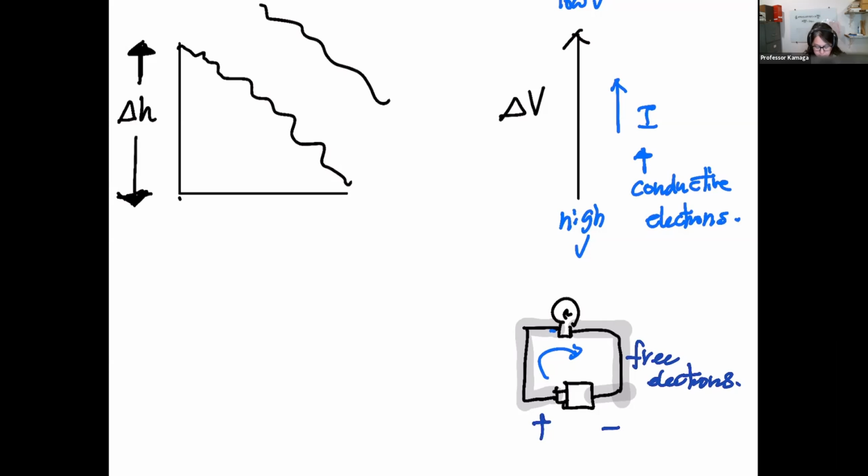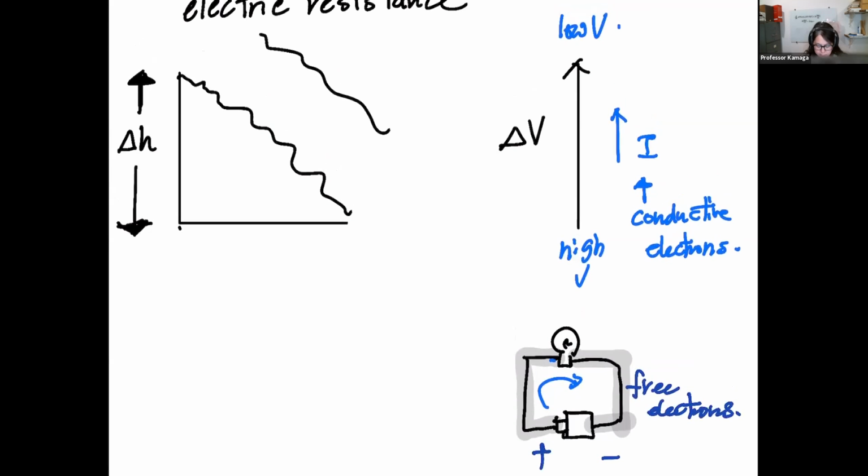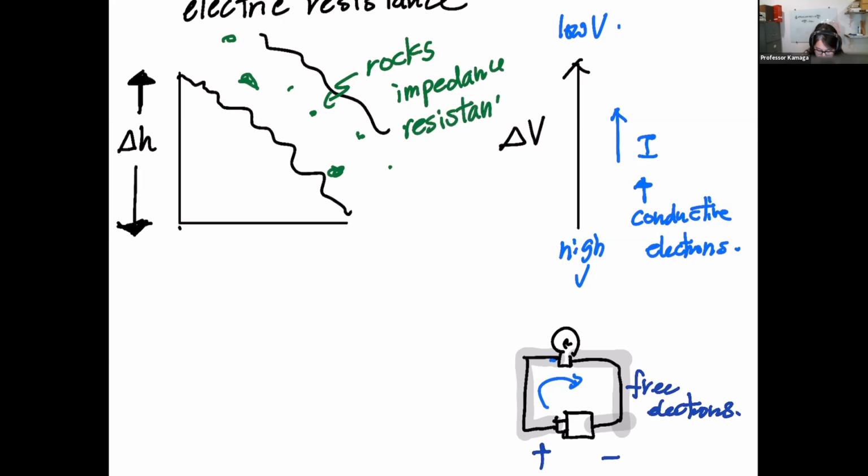But this conductive wire is similar to this river. Like a river, it depends on the river. There are some rocks in it. You're never going to have a perfect river that has no impedance. So these rocks in the river act like an impedance, or you can say resistance, right?